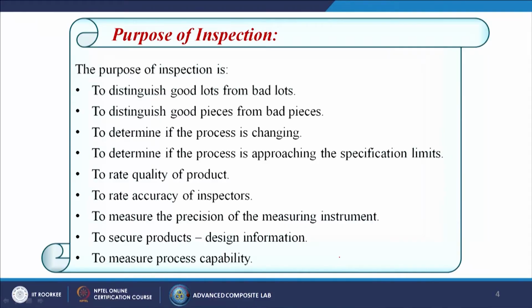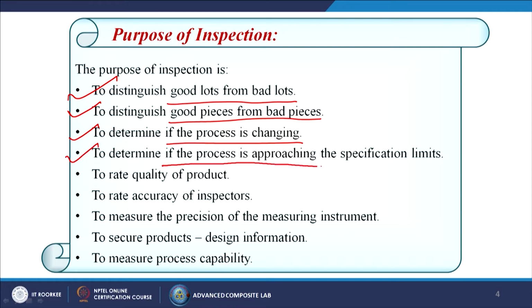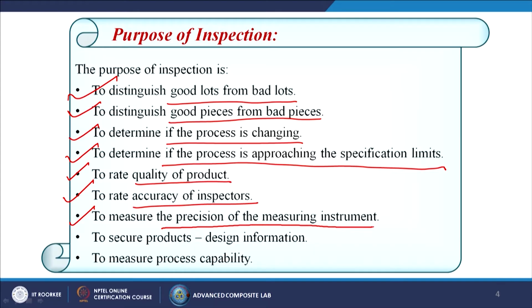What are the purposes of inspection? The purpose of inspection is to distinguish good lots from bad lots, to distinguish good pieces from bad pieces, to determine if the process is changing, to determine if the process is approaching the specification limits, to rate quality of product, to rate accuracy of inspectors, to measure the precision of measuring instruments, to secure product design information, and to measure process capability. So, these are all the purposes for doing inspection.